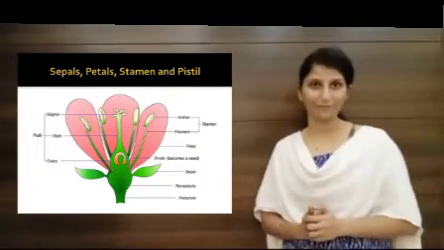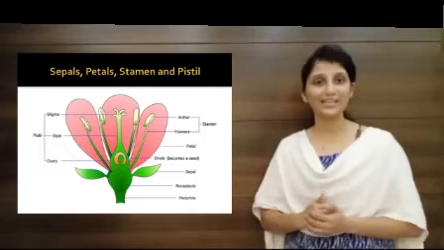So let us see about the sexual reproduction which takes place in flowering plants. In flowering plants, the flower is the reproductive organ. Now let us look into the structure of a flower.